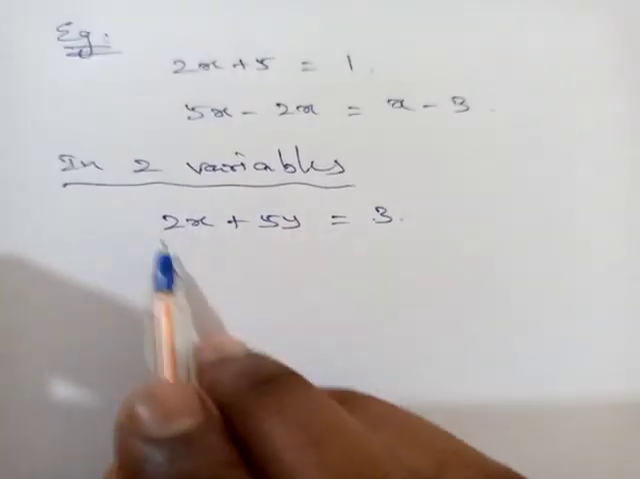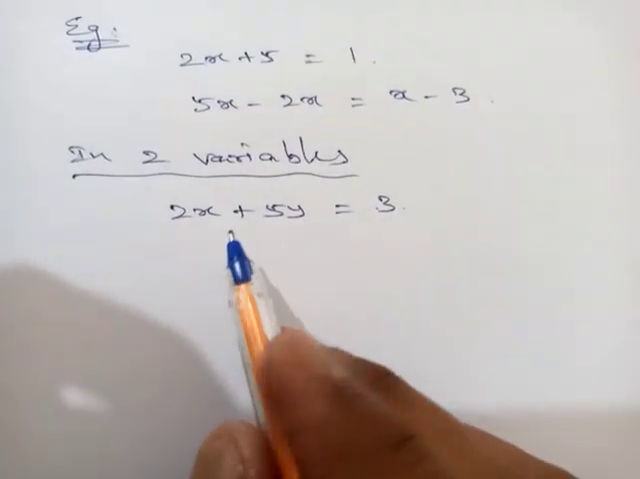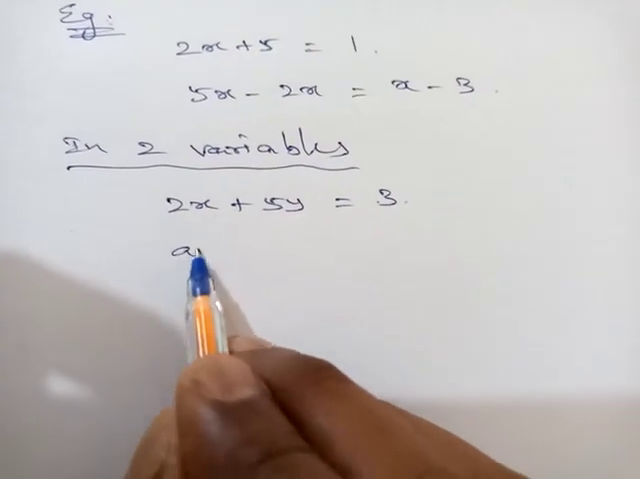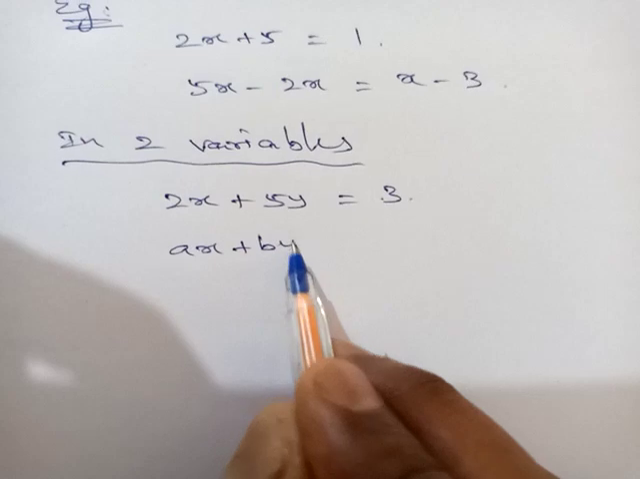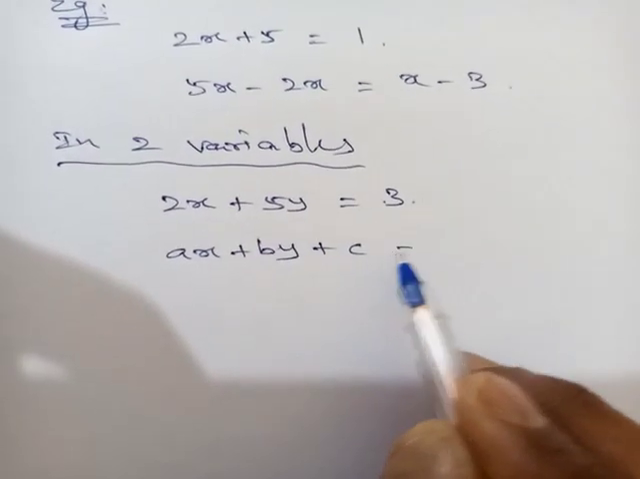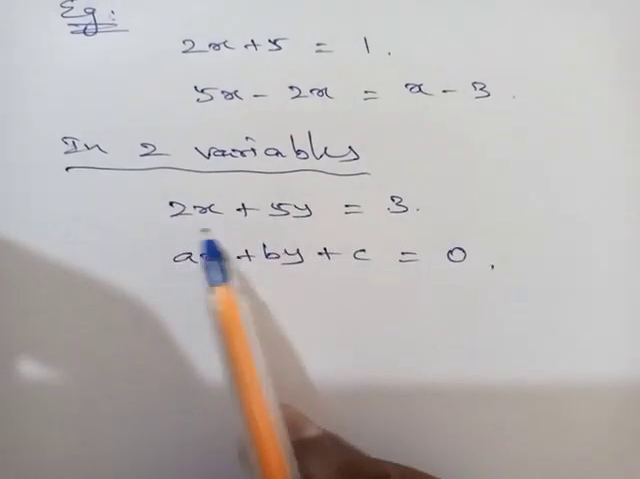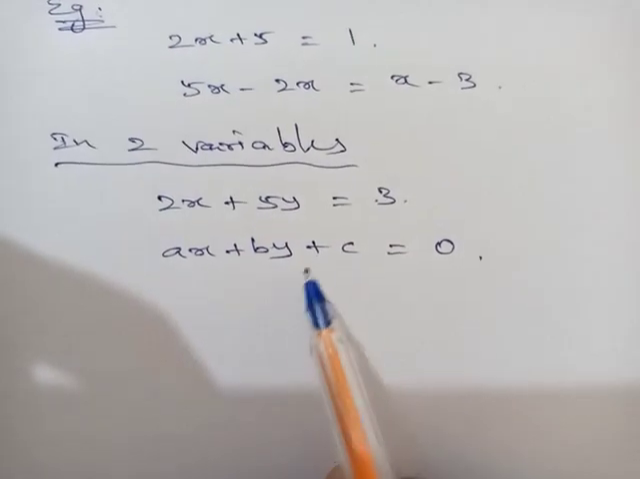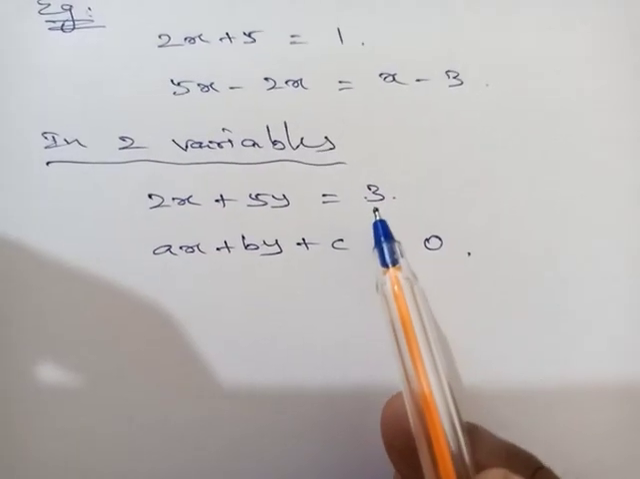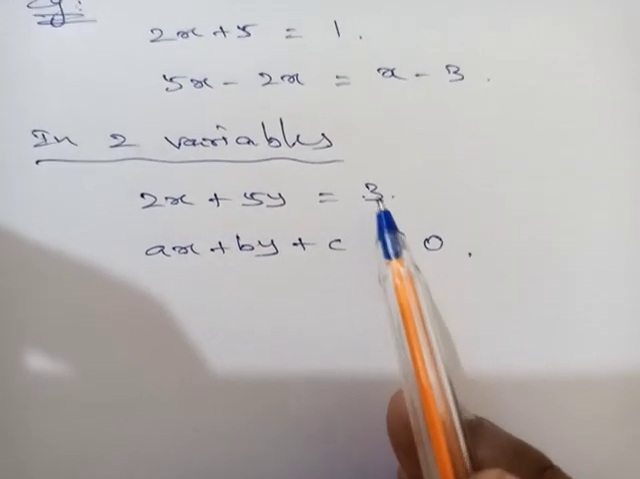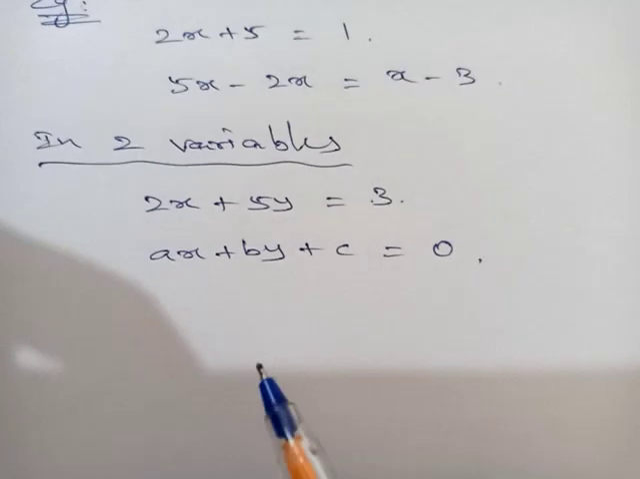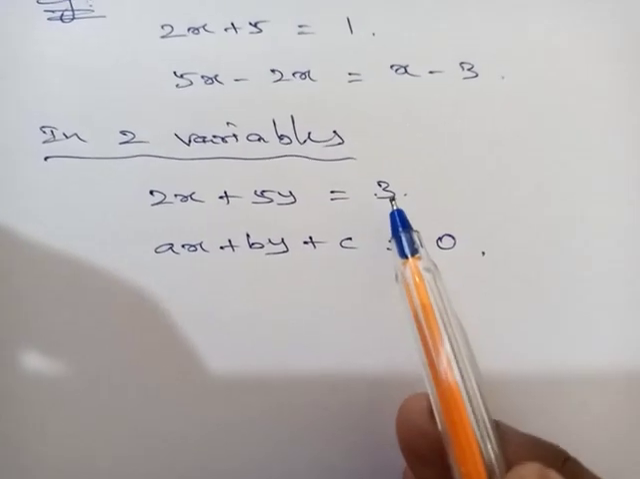Now we are considering one equation. Actually, a linear equation in two variables is in the form ax + by + c = 0. Here, what is the value of a? 2. What is the value of b? It is 5. What is the value of c? No, it is not 3. Bring this 3 to the left hand side: minus 3 equal to 0. So the c value is minus 3.